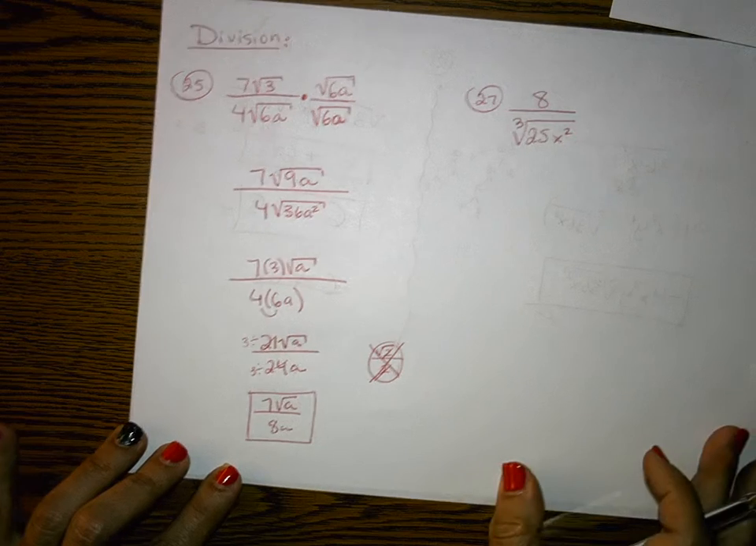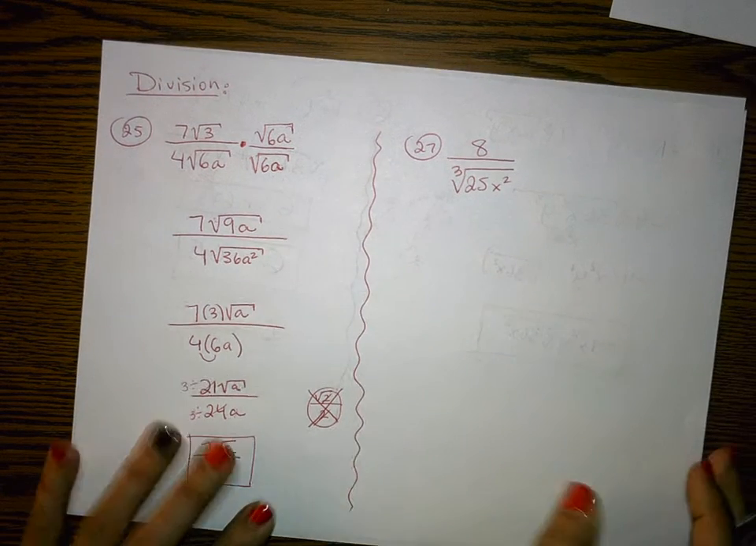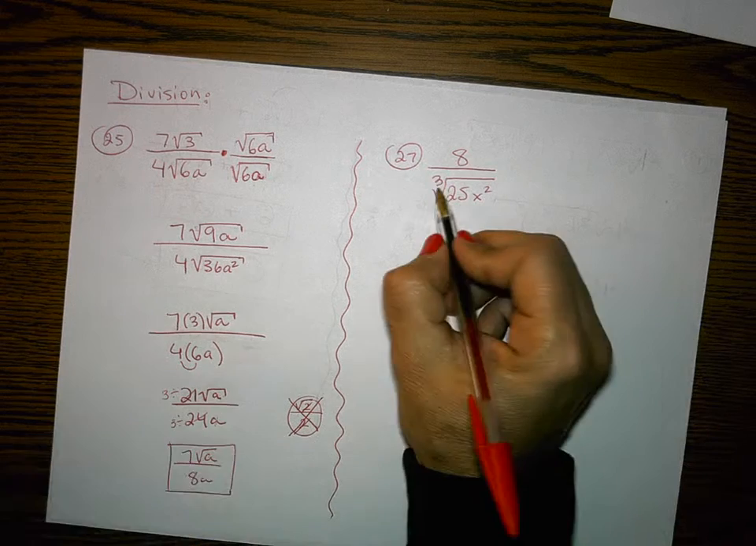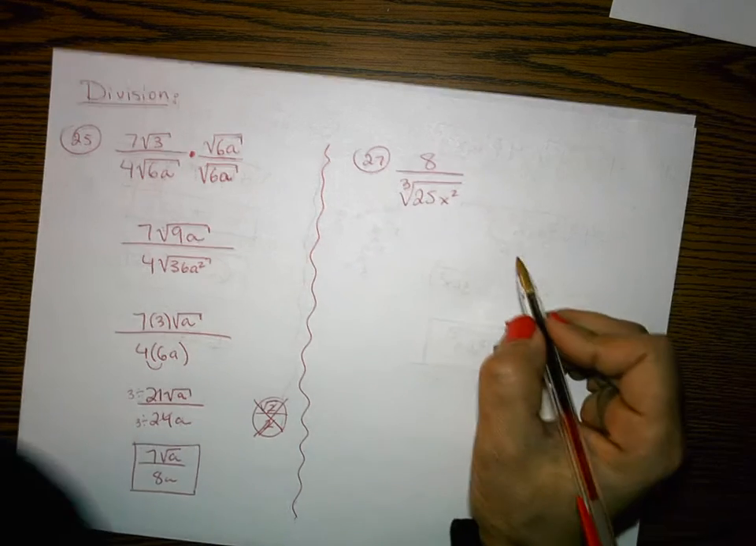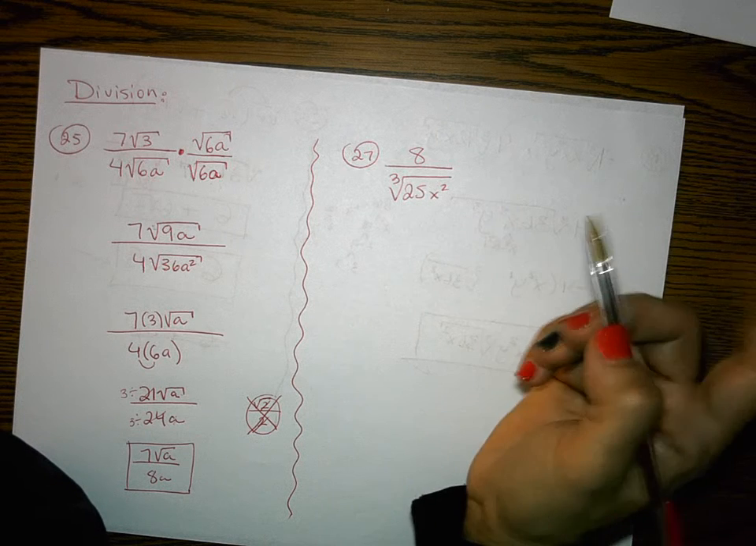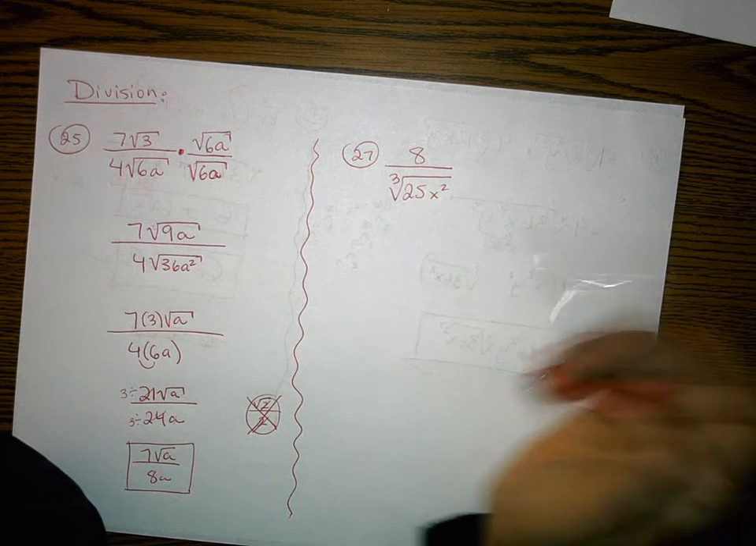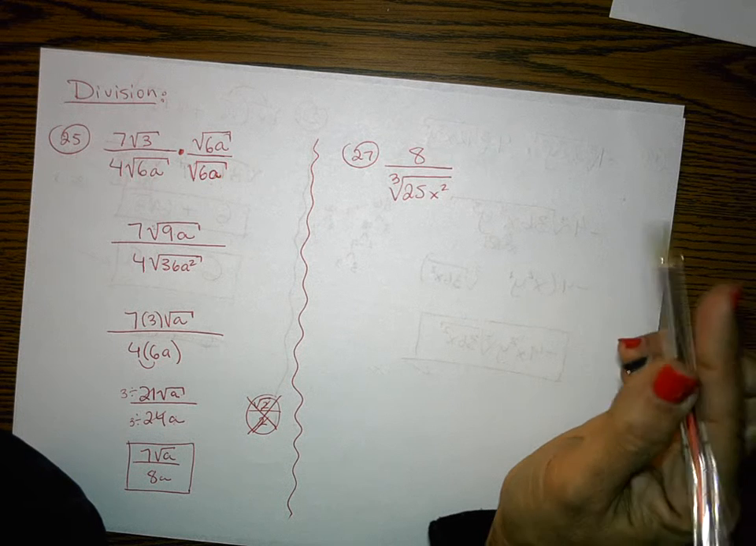So let's go ahead and try this other one over here with division. Let's see what we have here. We have a cube root, okay? Because I have a cube root, I'm looking for sets of 3, not sets of 2. Here, it was a square root. So with a cube root, I think of perfect cubes.